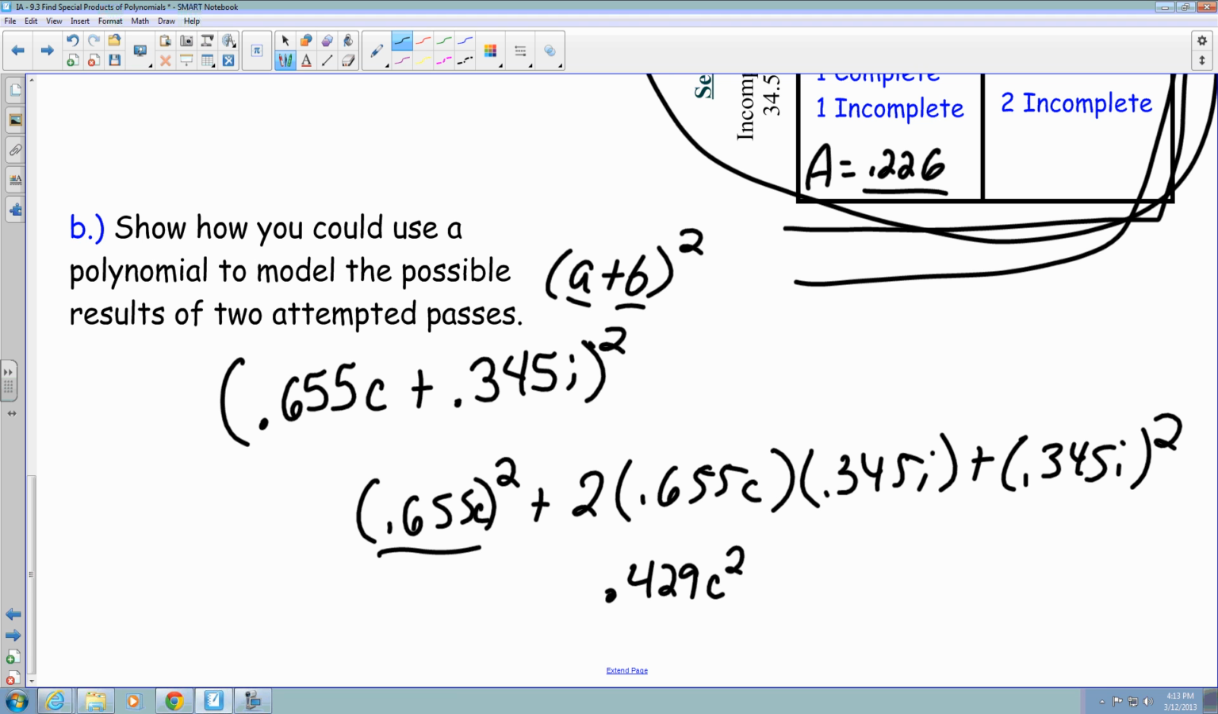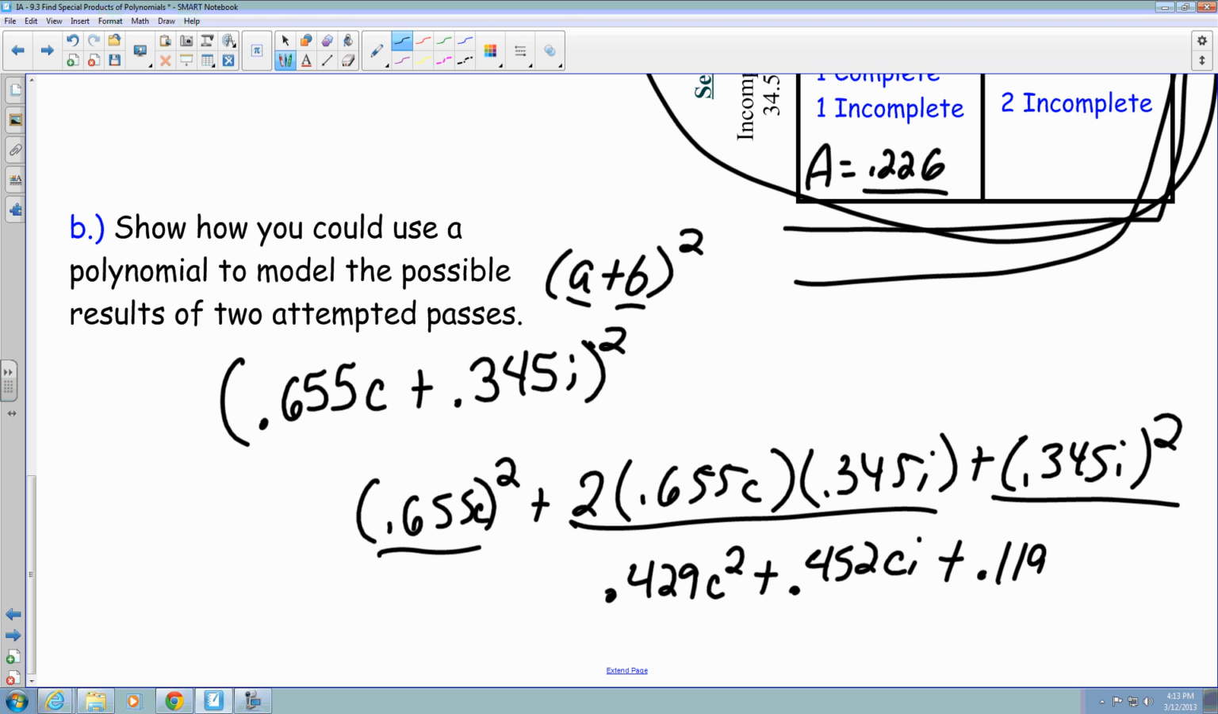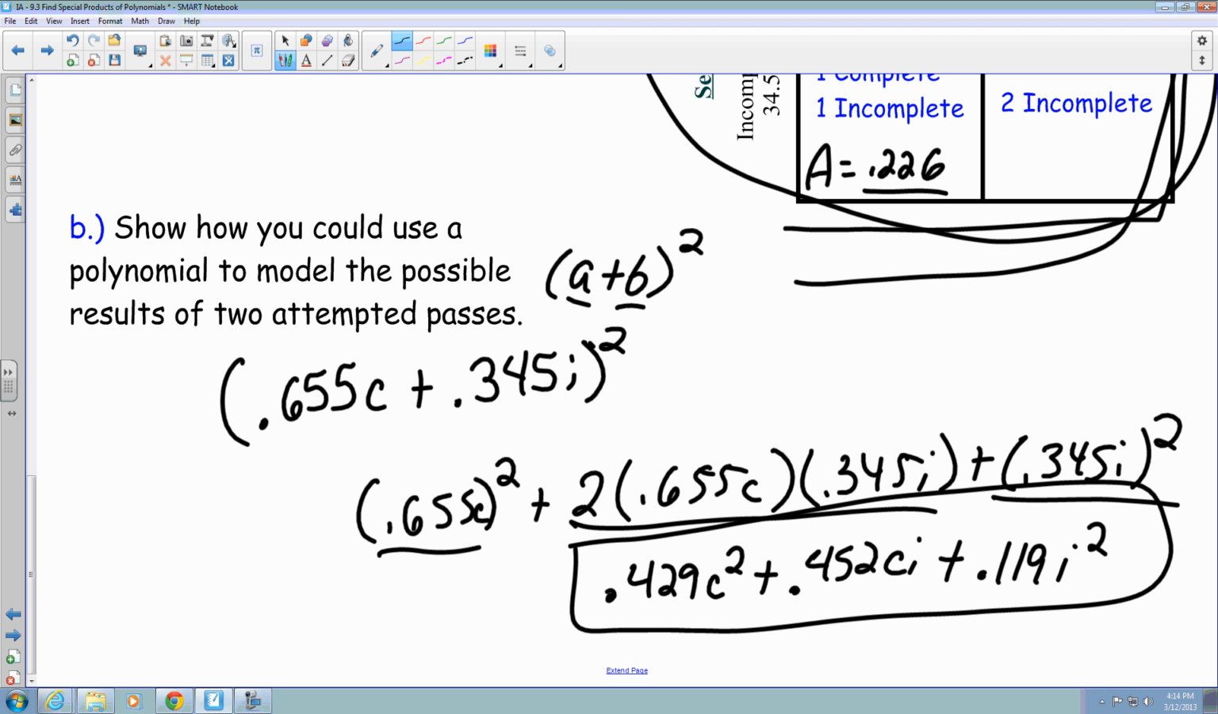Here, if I square this, I would get 0.429 C squared plus, if I multiply this out, 0.452 CI plus, if I just take the square of it, 0.119 I squared. And that would be my representation using polynomials. That is being able to use special products and different patterns in order to solve products of polynomials. Hope this helps. Till next time.